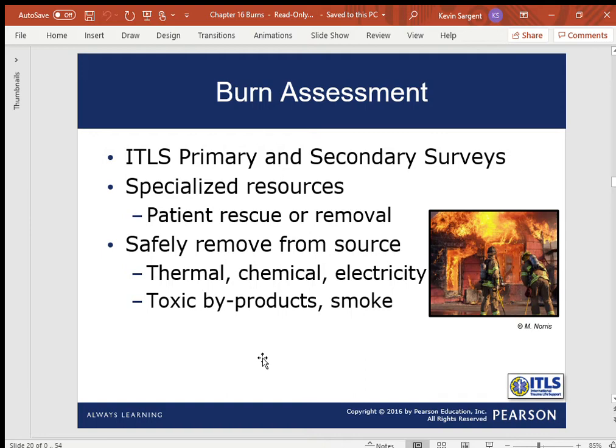Okay. The person needs to be safely removed from the source, whether it be thermal, chemical, electrical, or toxic byproducts like smoke. So you can have a chemical fire that's put out, but the smoke itself is very noxious and very toxic and very hot. So you could get a lot of burns to the airways as a secondary exposure.